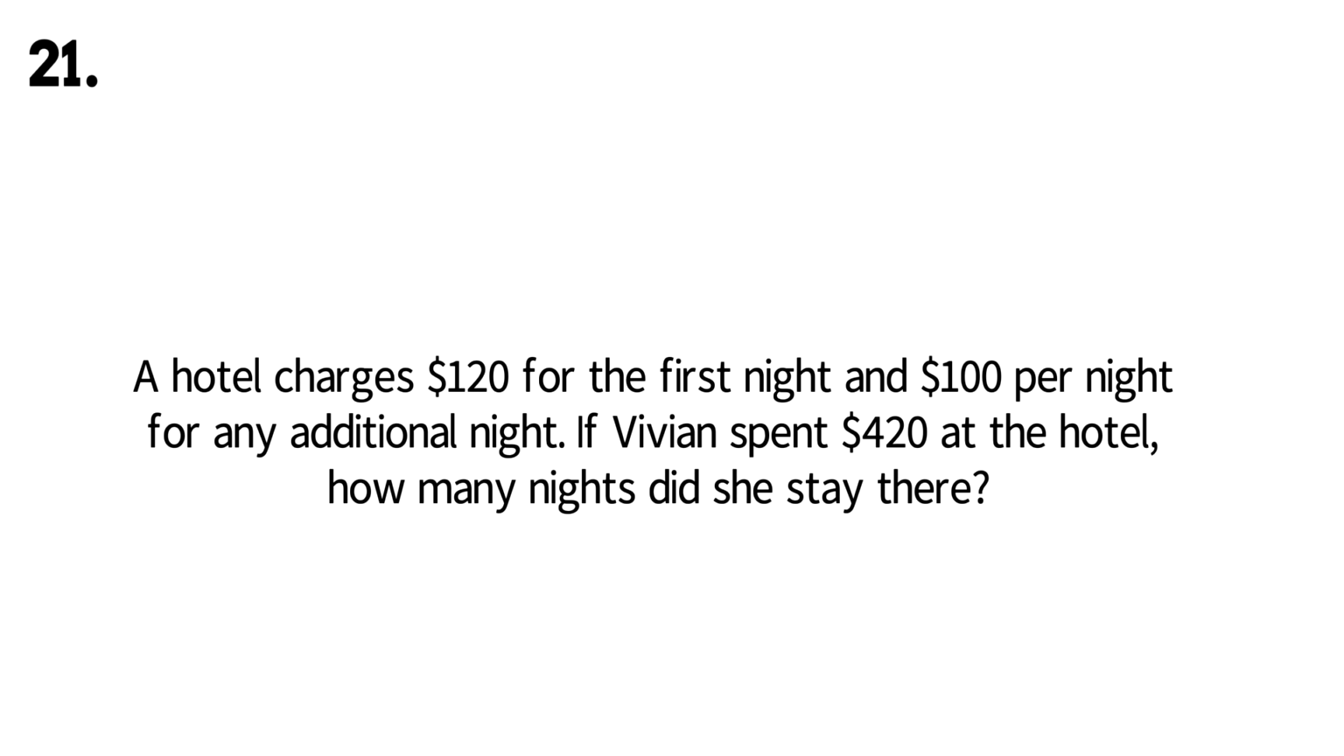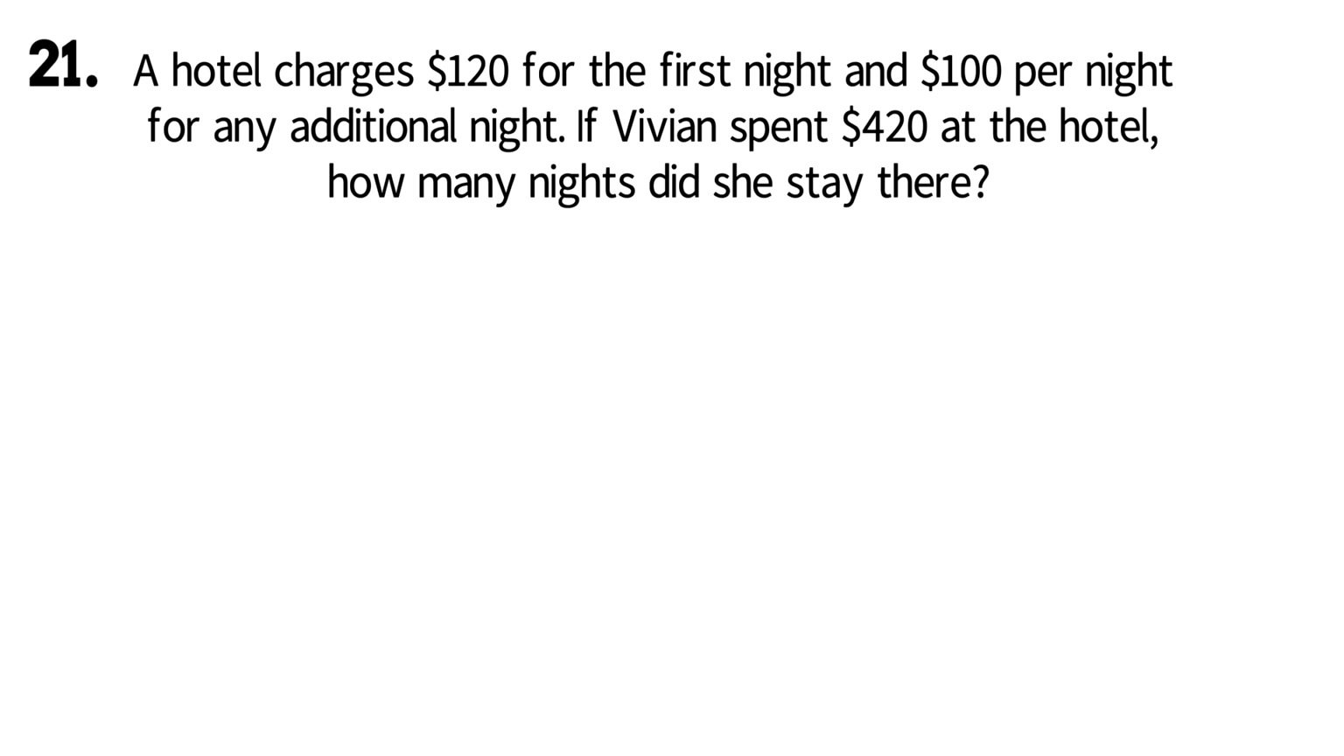A hotel charges $120 for the first night and $100 per night for any additional night. If Vivian spent $420 at the hotel, how many nights did she stay there? This is also another very common kind of two-step GED word problem. Here, all our three values are in dollars, so you have to find the group in a different way.